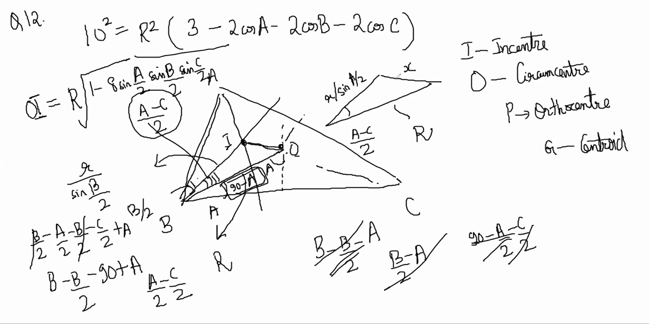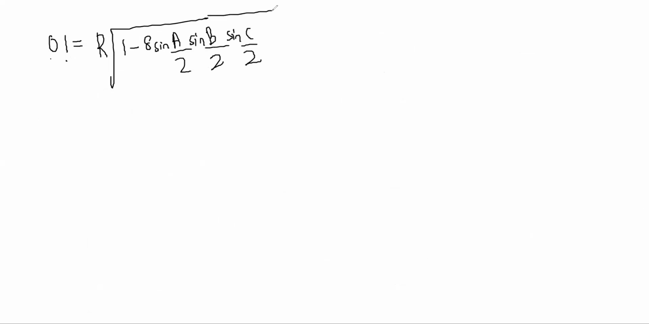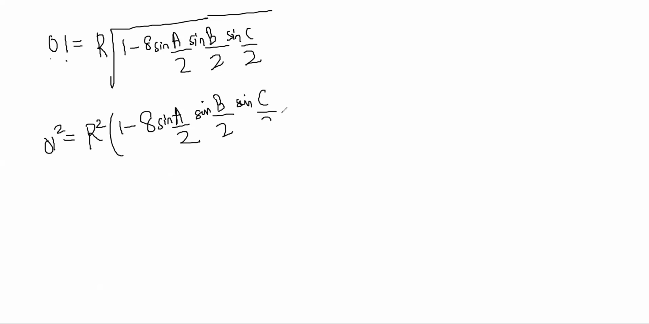I don't want to do the derivation because it's long and many simplifications have to be done. Eventually you should remember that result: OI, circumcenter to incenter, is R into root over 1 minus 8 sine A by 2 sine B by 2 sine C by 2. Now OI square is clearly R square into 1 minus 8 sine A by 2 sine B by 2 sine C by 2. Now we have to prove that it is equal to R square into 3 minus 2 cos A and all of that.